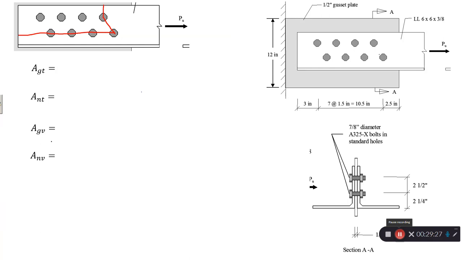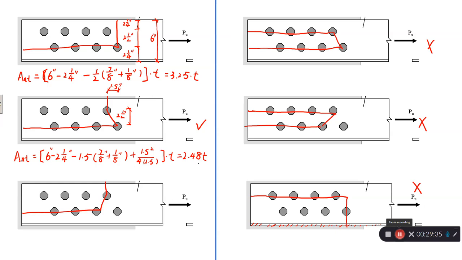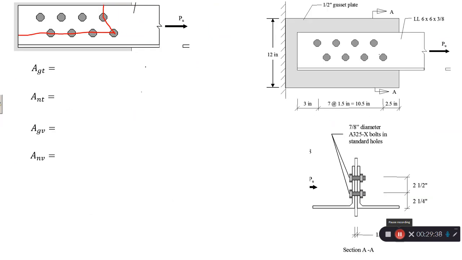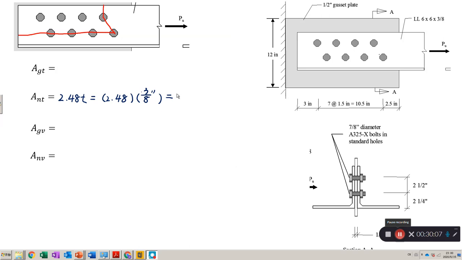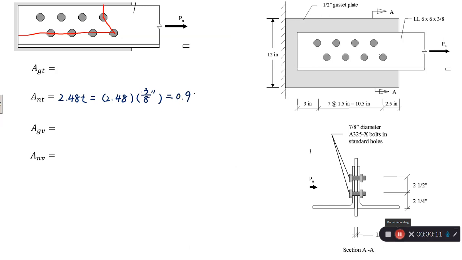So we're going to determine phi Rn based on this block. First of all, we're going to calculate the four areas. So AGT, which is going to be the zigzag, right? We already determined it is 2.48 times T. So 2.48 times the thickness equals 0.93 inch squared. And AGV is the area along the shear plane.